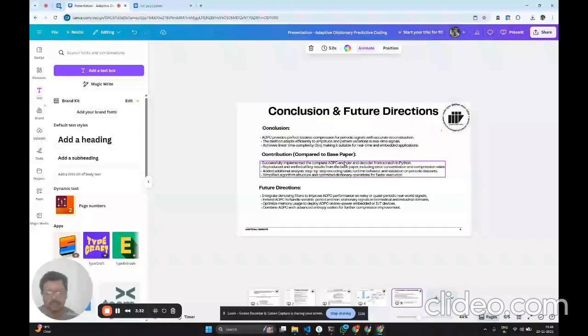I will now talk about future directions. These include adding denoising to improve performance on noisy periodic signals, extending ADPC to non-stationary or variable period data, and optimizing the algorithm for IoT and low power devices.